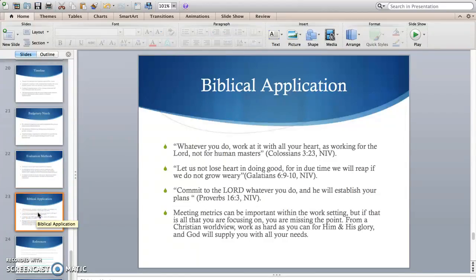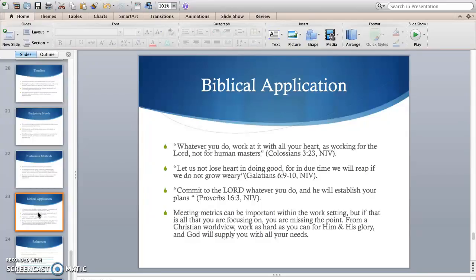So the biblical application for this: Whatever you do, work at it with all your heart, as working for the Lord, not for human masters. Let us not lose heart in doing good, for in due time we will reap if we do not grow weary. Commit to the Lord whatever you do, and He will establish your plans.